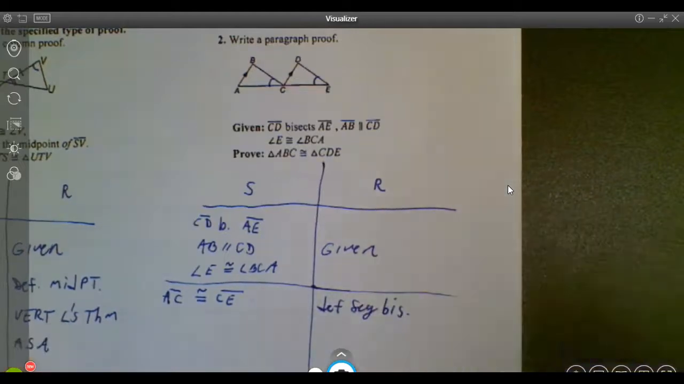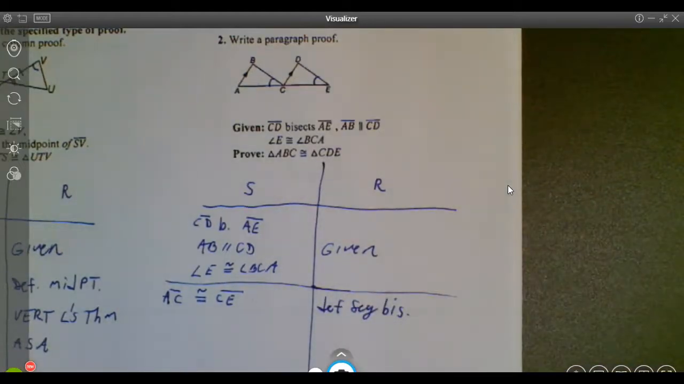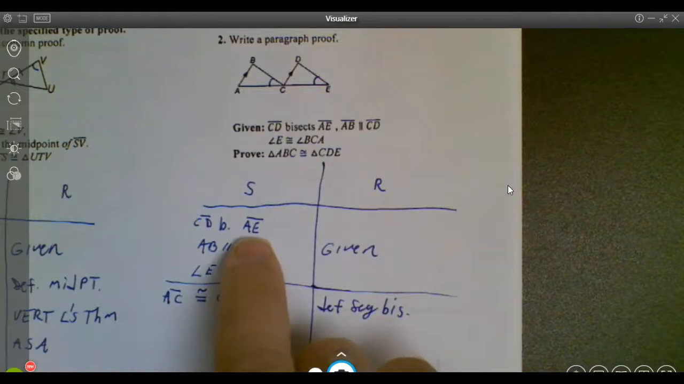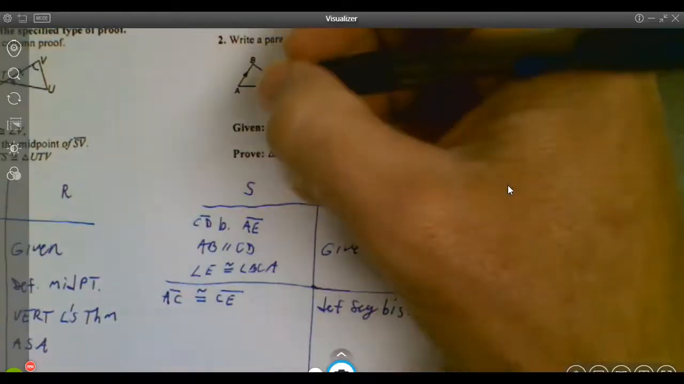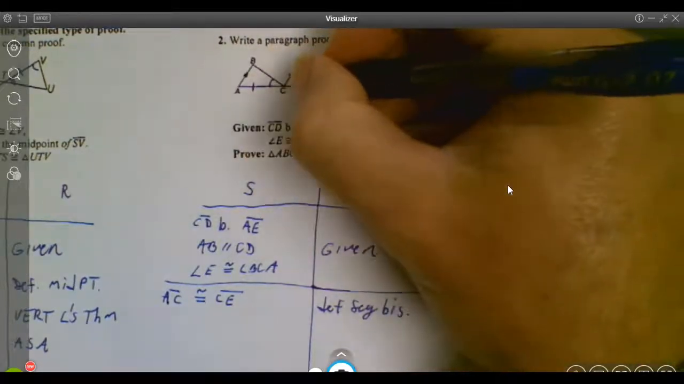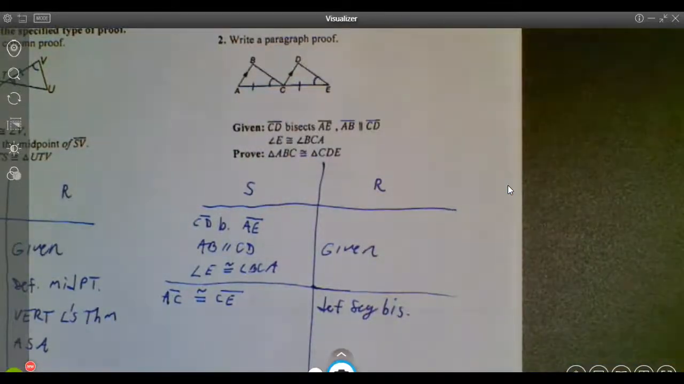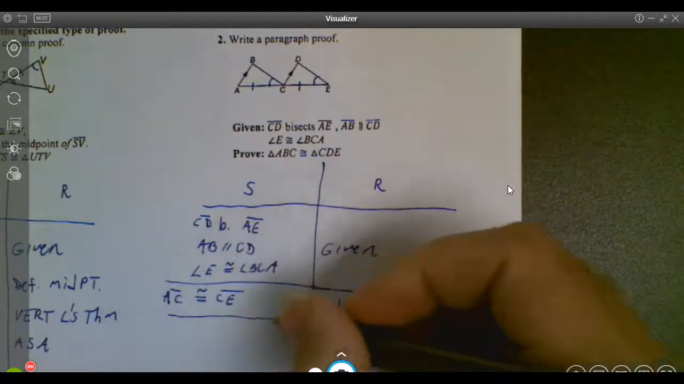So we've seen two definitions like this. One is definition of angle bisector, one is definition of segment bisector. Of course, in this one, we are bisecting a segment. So we're going to say definition of segment bisector. Let's mark that on our diagram. Now that we've said it, what else can we say?